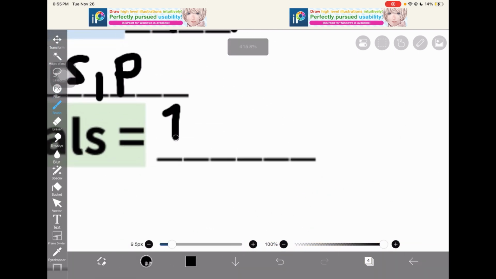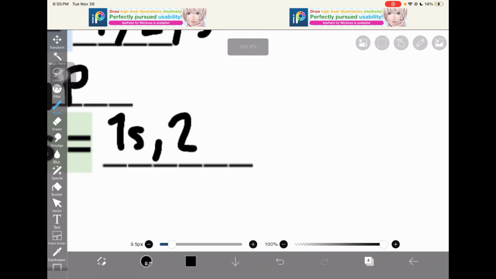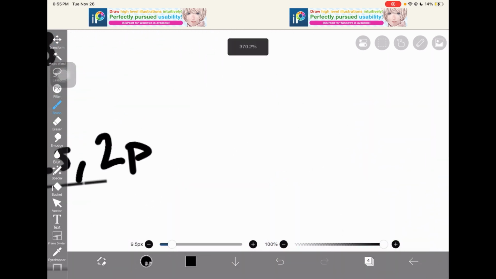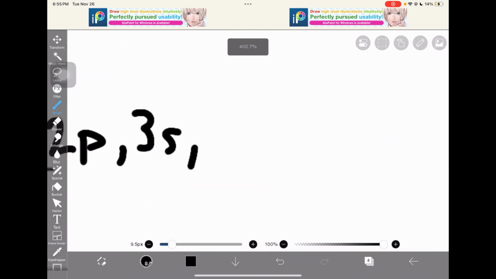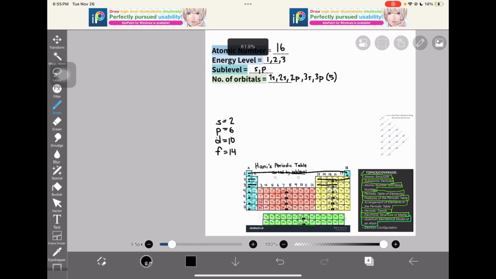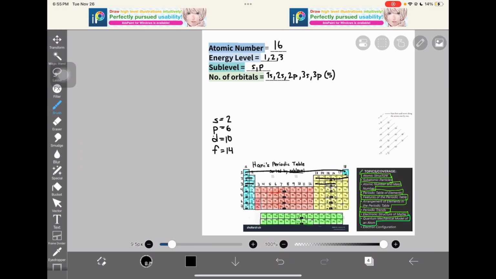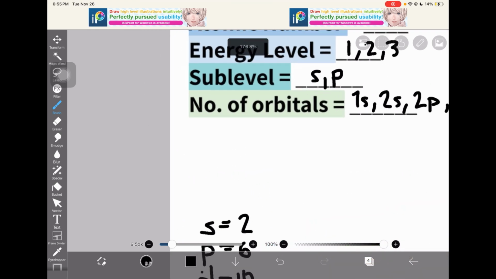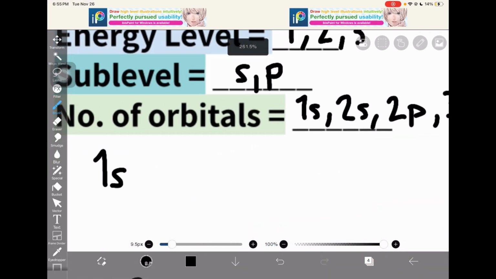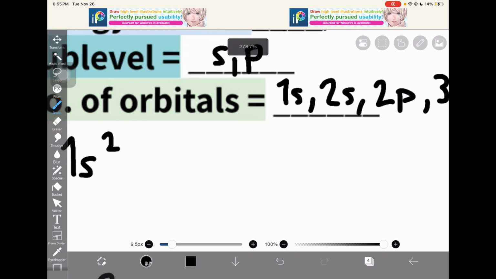So that's 1s, 2s, 2p, I believe, yep. Then 3s and 3p for a total of 5 orbitals. Now, once again, we're going to apply the same rule as last time. Up until the last orbital you've listed, just put the max number.